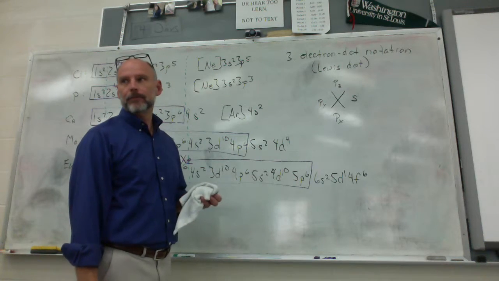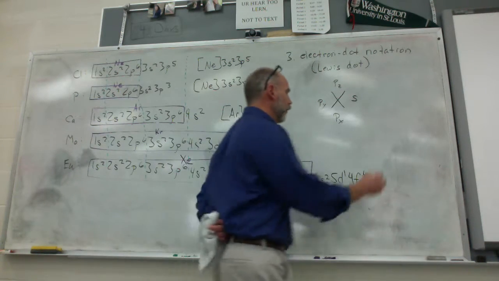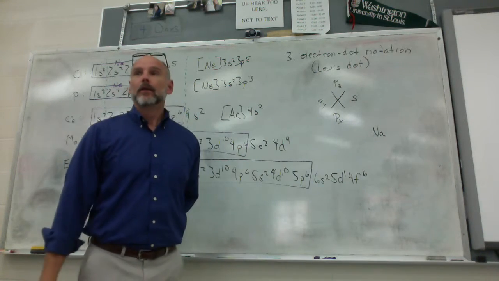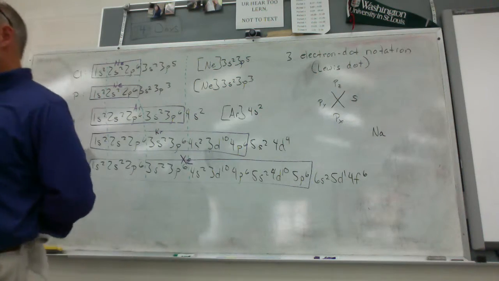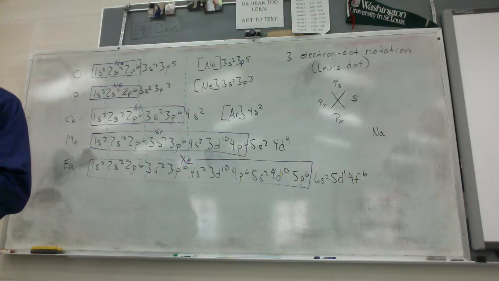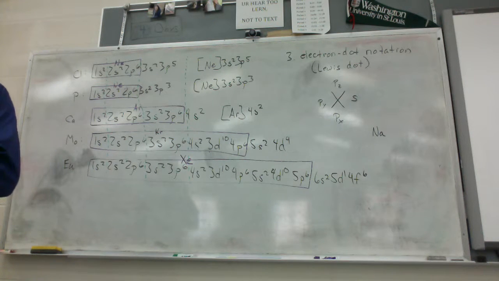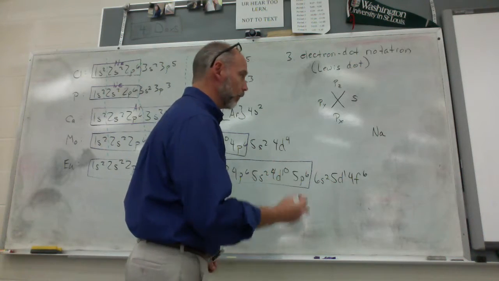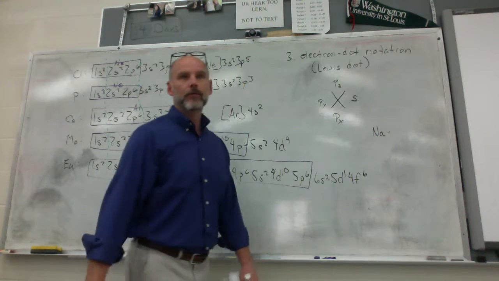Okay, so if we're going to do the electron dot or Lewis dot for sodium, now remember, the limitation is we're only looking at the valence electrons for the representative elements. How many valence electrons does sodium have? Everyone together now? One. Done.